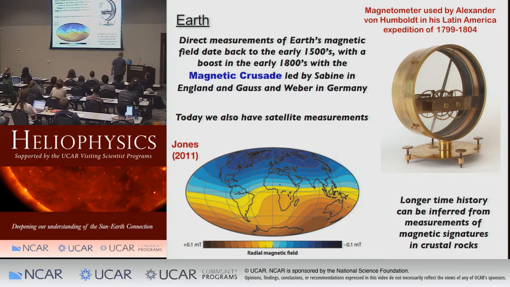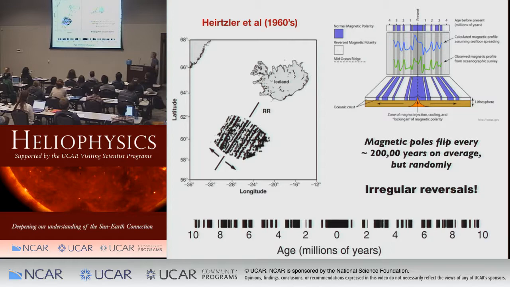And of course, we can infer the long time behavior. This was really started in the 1960s, when it was noticed that the spreading of the continental crust was due to an upwelling of magma. As this magma upwells, it comes up at the base of the ocean floor, it's molten, so it feels the magnetic field of the Earth, and the iron atoms align with the magnetic field, and then it solidifies. And then these come up and they spread out.